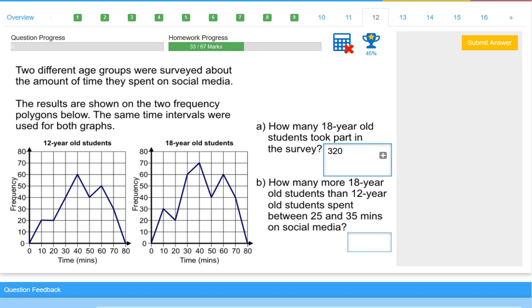And then I go back and I've said how many more 18-year-olds than 12-year-olds spent between 25 and 35. Well, I'm not given any data for 25. It's been rounded to the nearest 10. So I'm going to look at 30 minutes. So at 30 minutes, how many 18-year-olds do I have? I can see there's 60. At 30 minutes, how many 12-year-olds do I have? I see that's 40. So I'm going to say, well, there's 60 in one, 40 in the other. So hopefully it's 20 students is the difference. See how we did? And that is indeed correct.